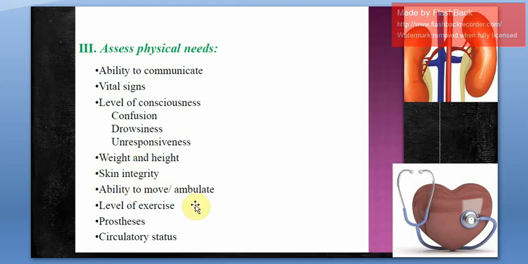Next is ADL, whether the person is able to perform activities of daily living. He is able to carry all the self-care activities by himself. Ambulation is possible or not, that has to be checked. Then level of exercise, whether he is able to perform the exercises well, or whether he is using any prosthesis, any artificial devices. It could be artificial limbs, or he is using dentures. Okay, that also has to be assessed.